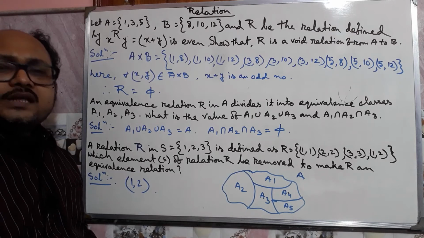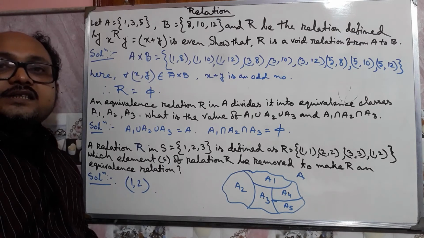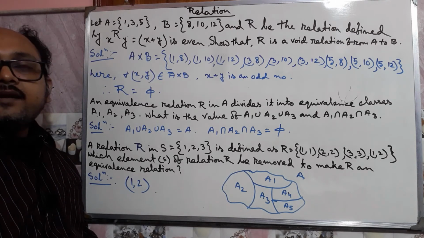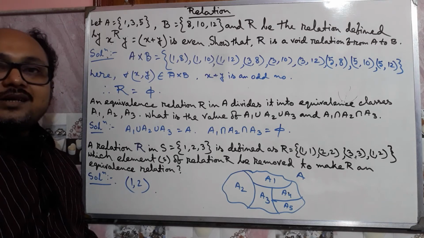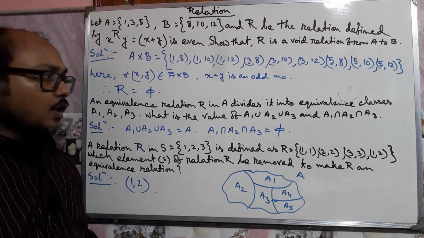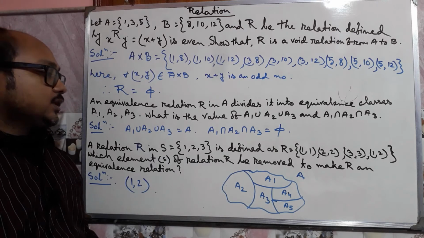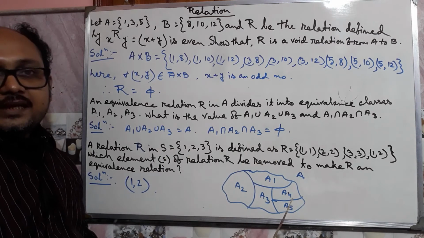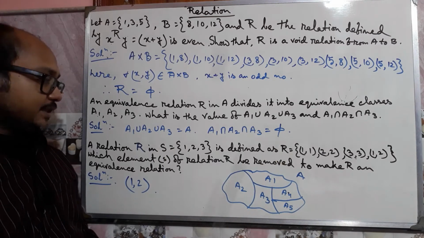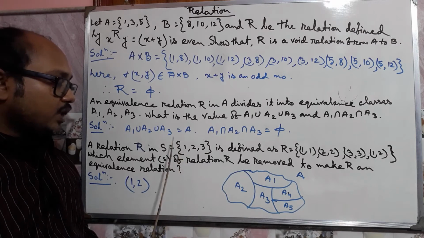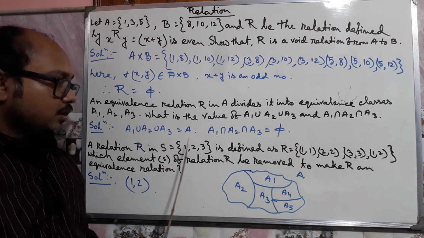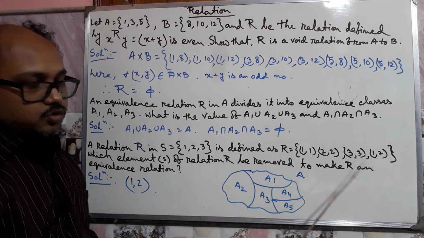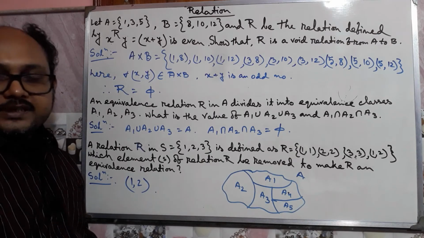What do we know, what is an equivalence relation? If a relation is reflexive as well as symmetric as well as transitive, then we can say that it is an equivalence relation. Now what is a reflexive relation? For all x in the set S, if (x, x) belongs to R, then we can say that the relation R is reflexive. Let us see. For 1, the element 1 of S, (1, 1) belongs to R. For 2, (2, 2) belongs to R. And for 3, (3, 3) belongs to R. So ultimately this R is reflexive.